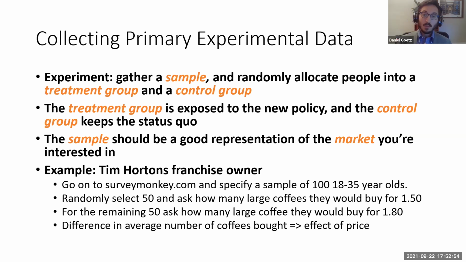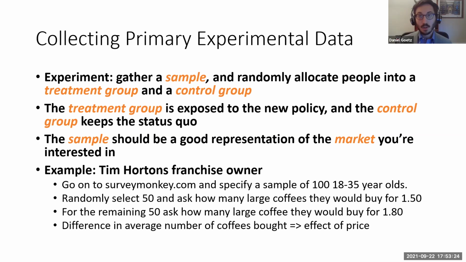So very briefly, when you want to collect data to answer a causal question, that's going to be experimental data. So what you're going to want to do is gather a sample of people, and randomly allocate people into two groups: a treatment group that receives some kind of new thing, a new stimulus, and a control group that keeps the status quo, right? So let's make that clear with an example.